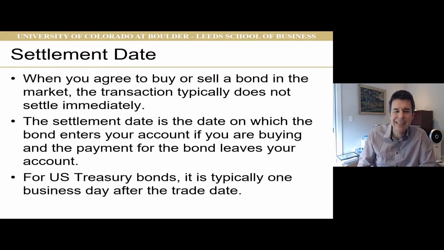Now for U.S. Treasury bonds, it's typically 1 business day after the trade date. So if I trade today, and today is a Thursday, then it will settle on Friday. If I trade tomorrow, which is a Friday, it will settle on Monday. And of course, we have to take account of things like holidays and so on. But the settlement date is usually 1 business day after the trade date.